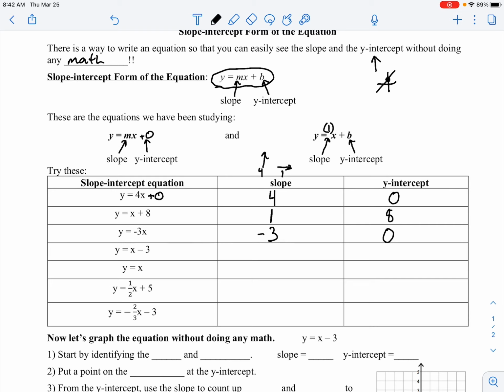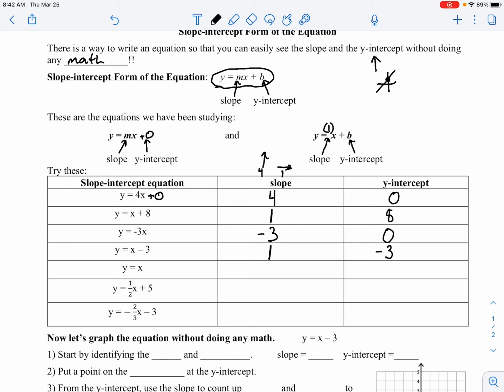All right, next one. So remember, pause, give it a try, and then come back. Out in front of that x, remember, is an invisible 1. Pretty simple there. So our slope is 1 for this one. And our y-intercept is, since it's minus 3, our y-intercept will be negative 3.